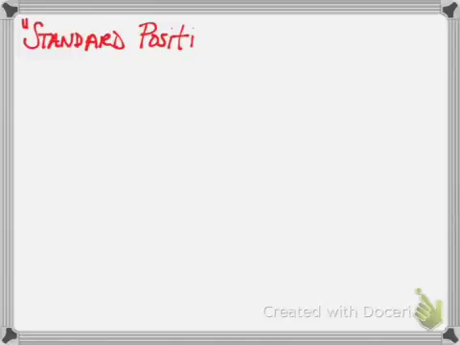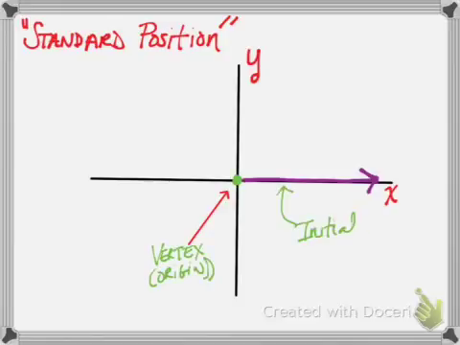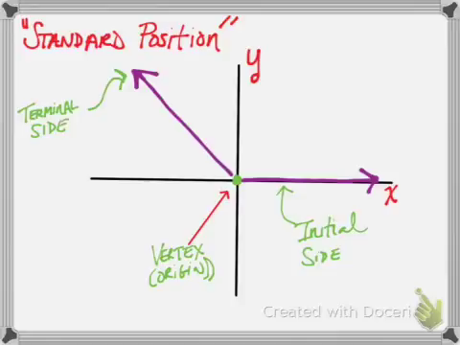So we're going to define standard position. And standard position is if we start with our y-axis and our x-axis, and the vertex of our angle is given at the origin. The initial side of our angle, our ray, is along the positive x-axis. If our terminal side happened to be in quadrant 2, our angle would look like this, and we define the angle as theta, the Greek letter theta.